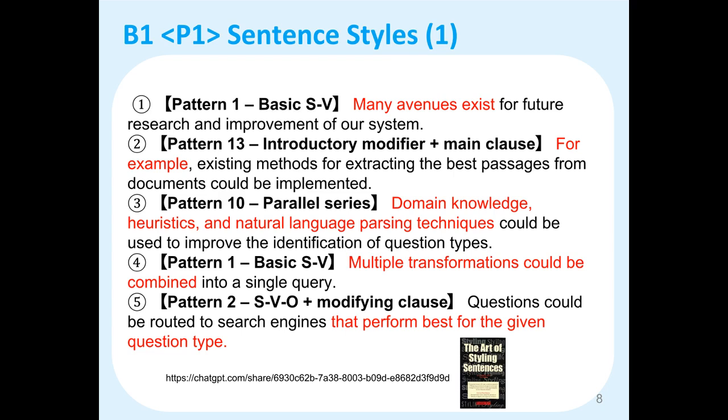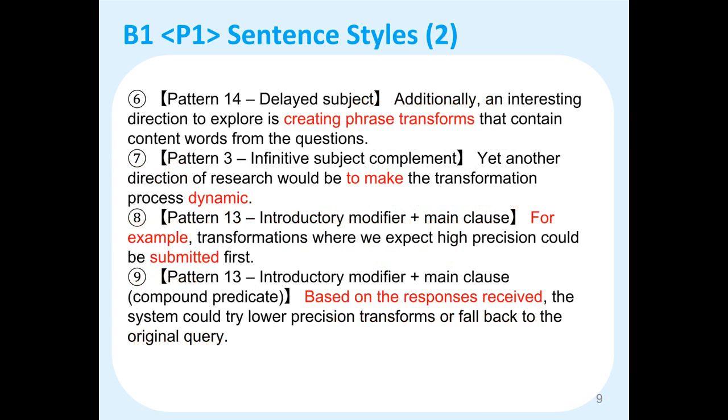Sentence 5 uses pattern 2, the basic subject-verb-object construction, along with the modifying clause. Questions could be routed. The modifying clause adds necessary detail and precision. By consciously varying these styles, you keep the reader engaged, demonstrating sophisticated control over your prose. Let's now look at the remaining sentences, 6 through 9, to complete our style analysis. We continue our stylistic review using the framework from The Art of Styling Sentences, now looking at the second half of the B1 paragraph, which introduces the more complex idea of a dynamic transformation process.